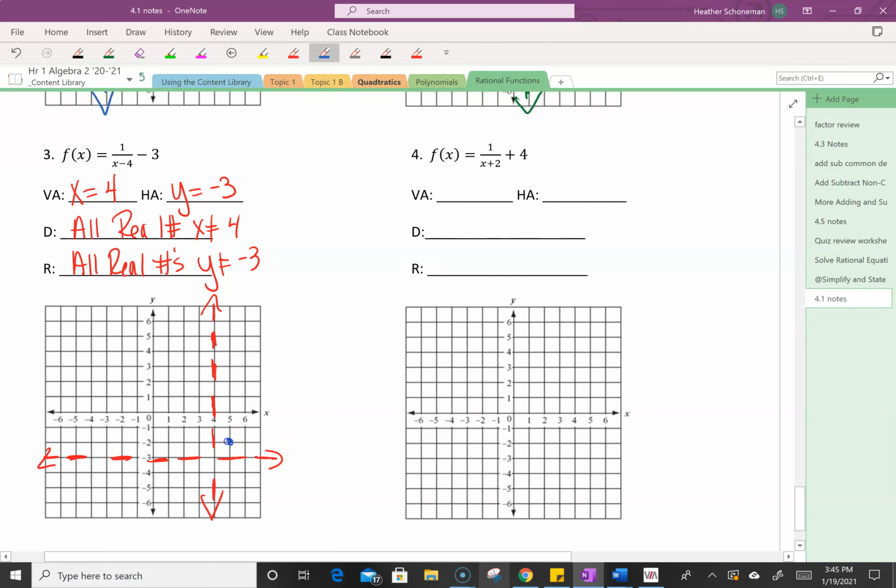So my first point is going to be over 1 and up 1, and then it's going to get really close here, and really close here, and really close there. And that's our graph. Same thing on number 4.